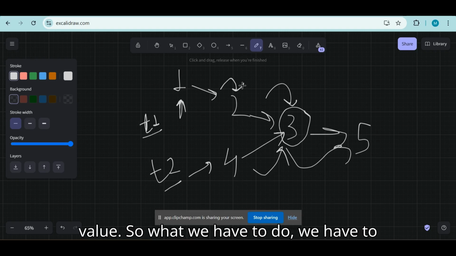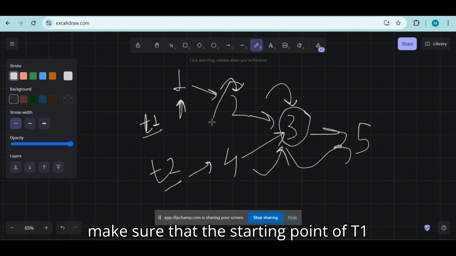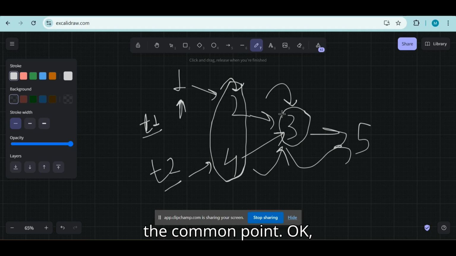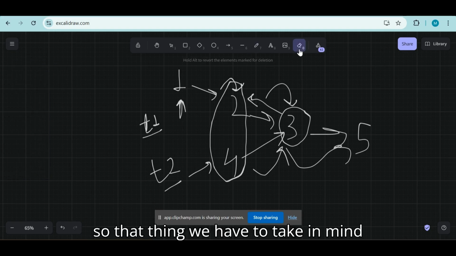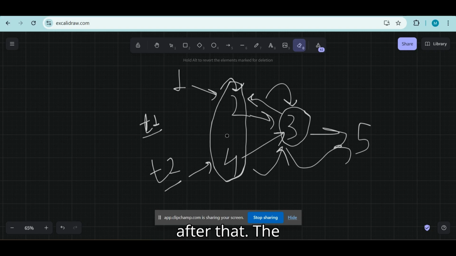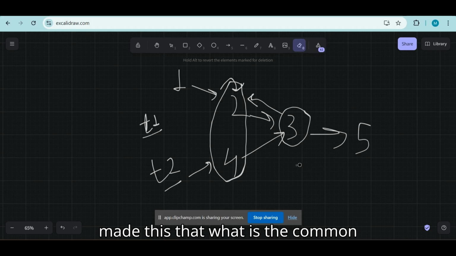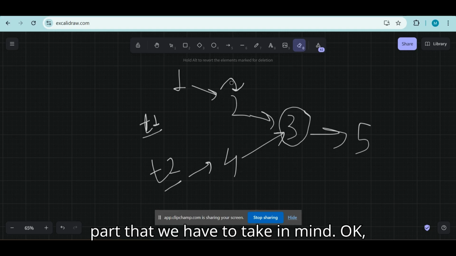So what we have to do is make sure that the starting points of t1 and t2 are at equal length from the common point. Okay, so we have to keep that thing in mind. After that, I think the problem becomes easy if we make this, that is the common part that we have to keep in mind.